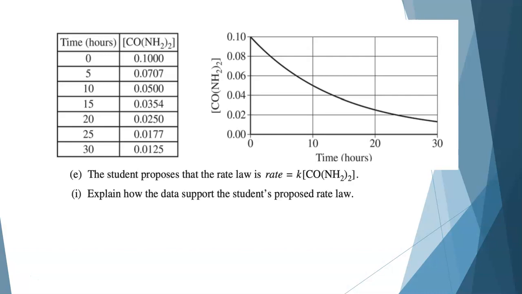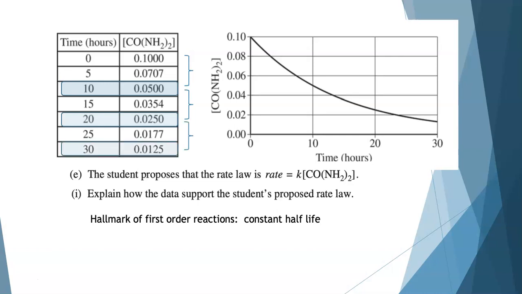All right. Explain how the data supports the student's proposed rate law. Well, again, the rate law is first order in urea. And the hallmark of a first order reaction is that the half-life is a constant interval and it doesn't change even though the concentration of reactant is changing. So if we go back and look at our data table, it takes 10 hours for the concentration of urea to drop to half of the initial concentration. And then it takes another 10 hours for it to drop by half again, and another 10 hours for it to drop by half again. It's a constant half-life with a constant interval of 10 hours.